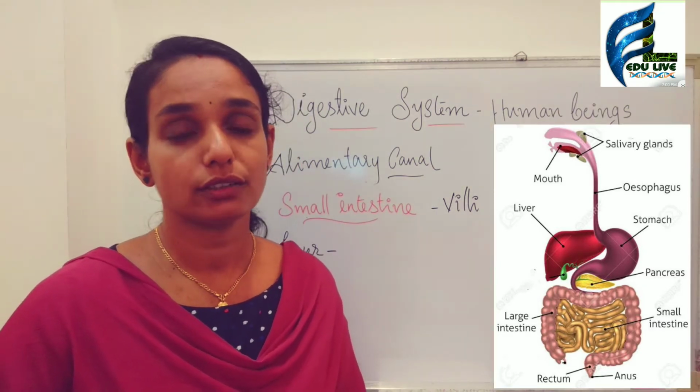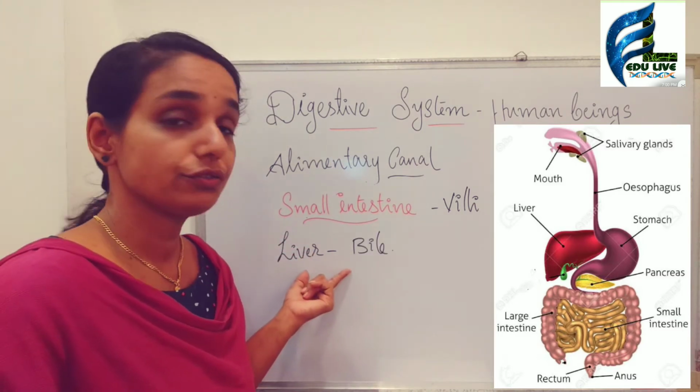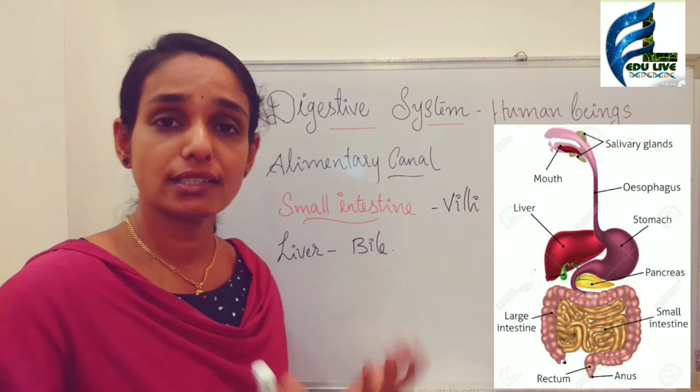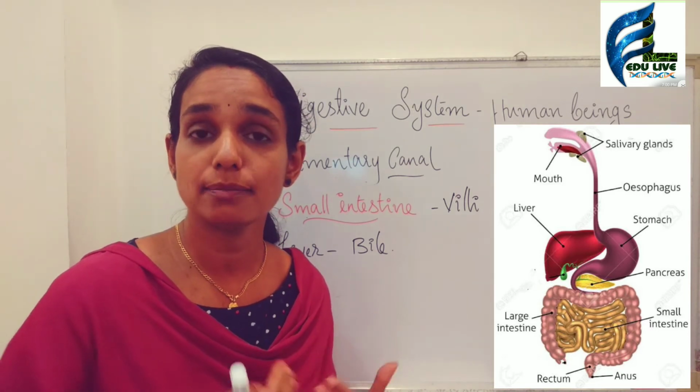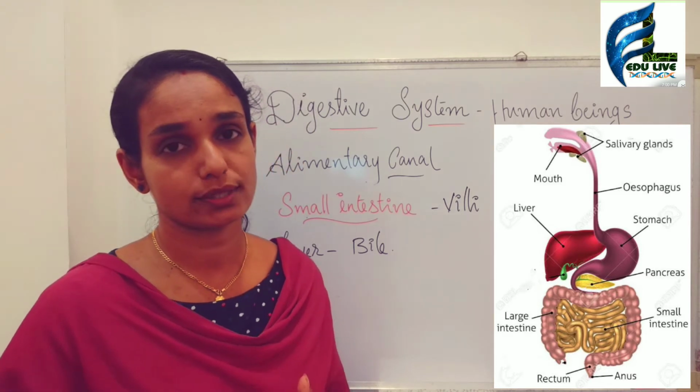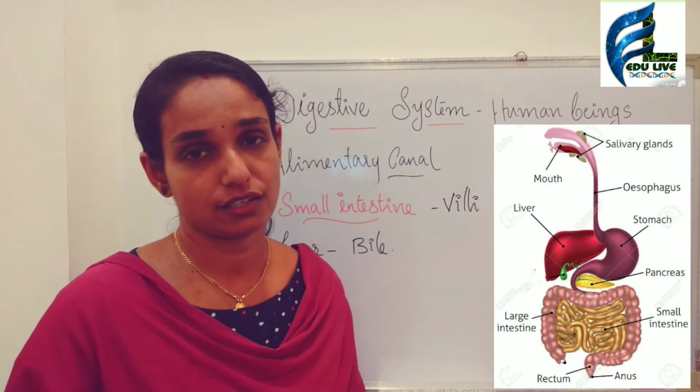നെക്സ്റ്റ് നമുക്ക് ലിവർ നോക്കാം. Liver is the largest organ, and the secretion of liver is called bile. Then what is the function of bile? It is an emulsification. It helps in the emulsification process. What is emulsification? It is a breakdown of fat.